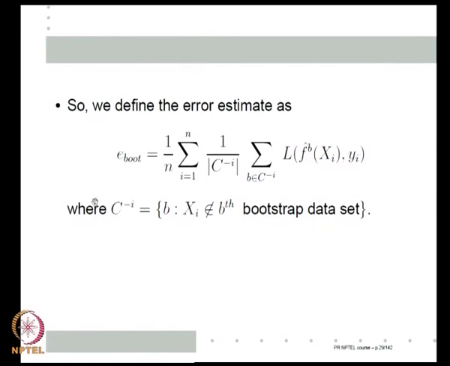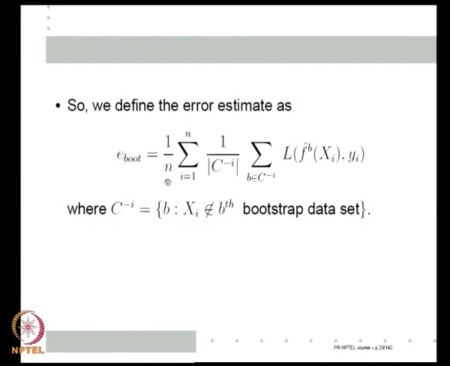So, C minus i gives me the set of the indices of all bootstrap data sets in which xi is not there. For each of these little b in C minus i, I can take the error on xi. Because I want the average, I divide by the number of elements in C minus i, and this is the contribution to the final error estimate of xi. I sum it over i equal to 1 to n and divide by n. I hope it is clear.